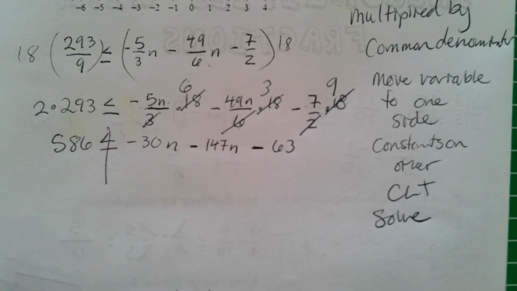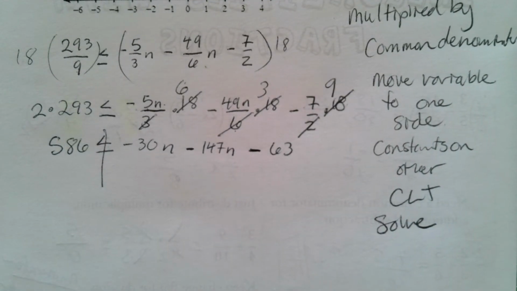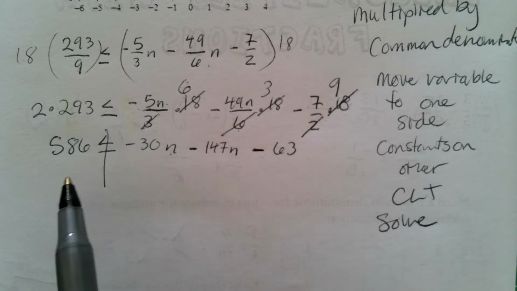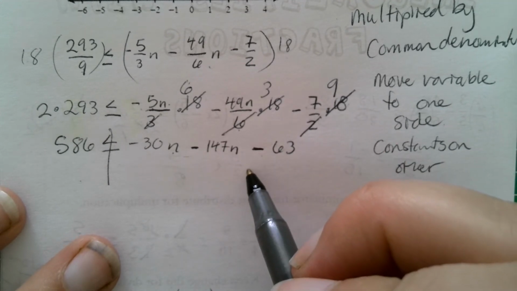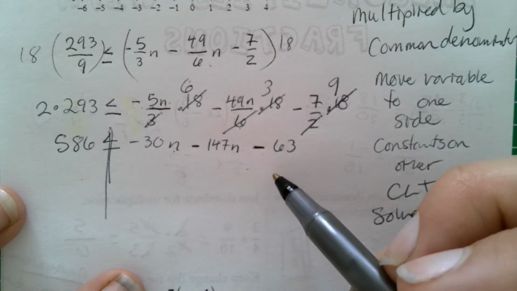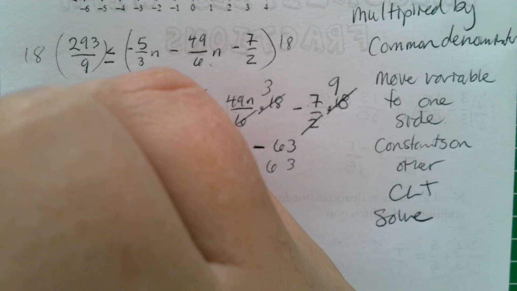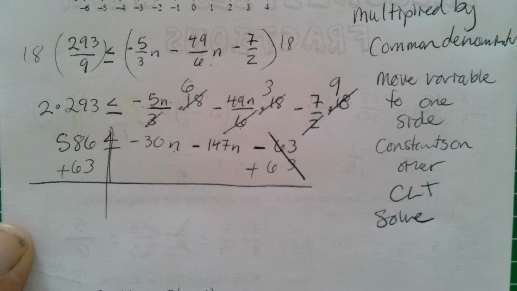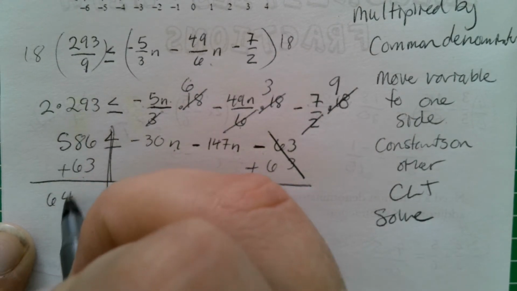Okay. You don't have to write this down, but it might help you. Okay? So we've got the variables on one side. We're going to move the 63 to the other side. How do I move the negative 63 to the other side? Plus 63. Plus 63. Tell me what you get. Good.